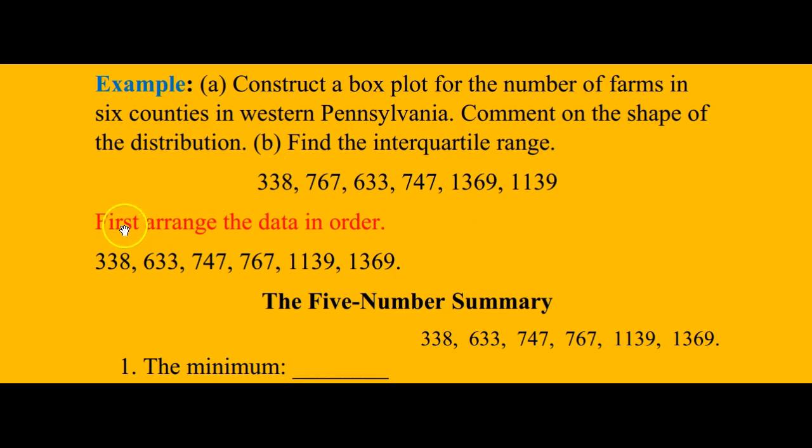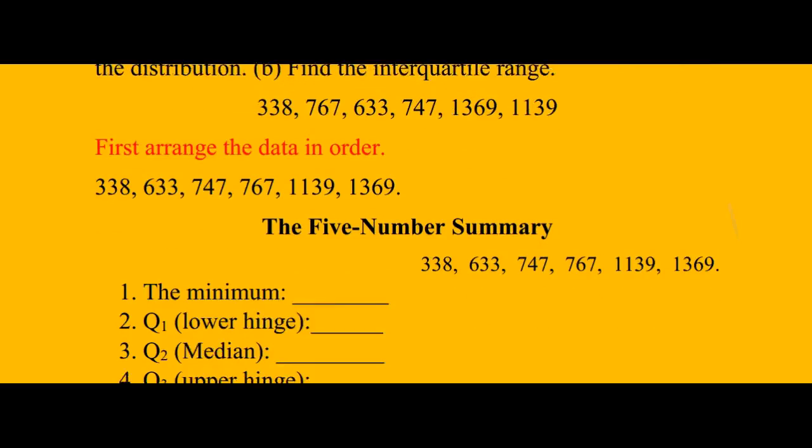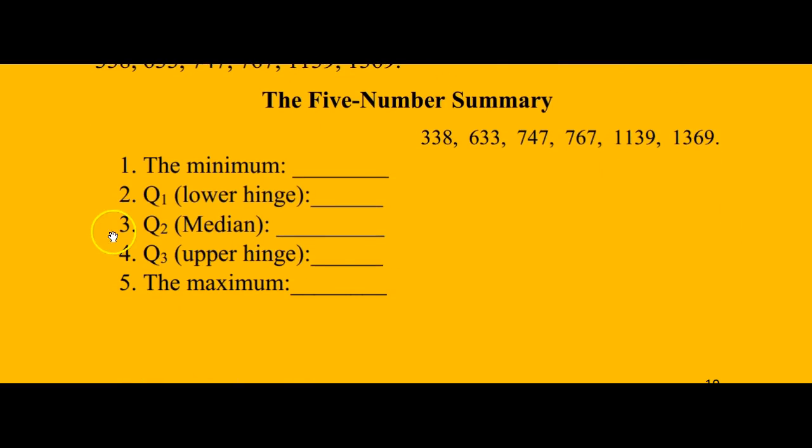So first of all, again, arrange the data in order from least to greatest. I've done that here. And then we find all our 5 number summaries. Let's define the minimum. What is the minimum of the numbers? Once you arrange it in order from least to greatest, you see that the minimum is 338. So write that out, 338.